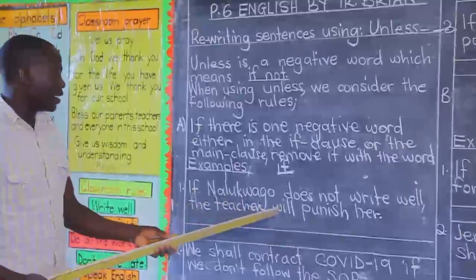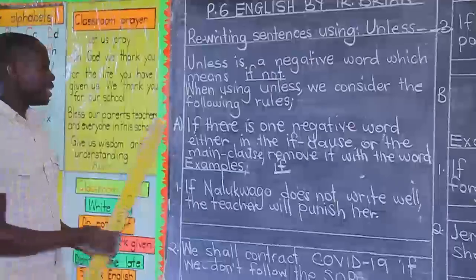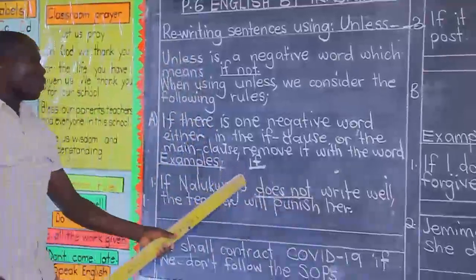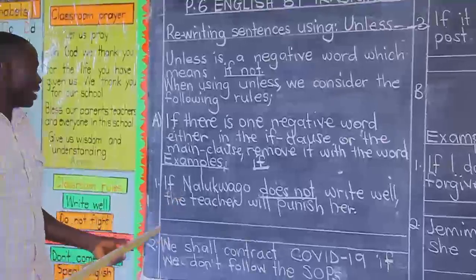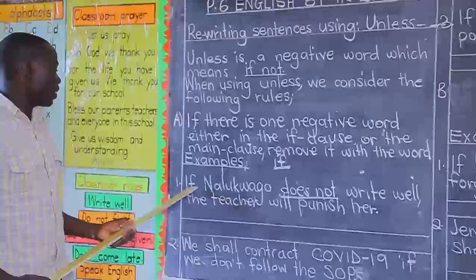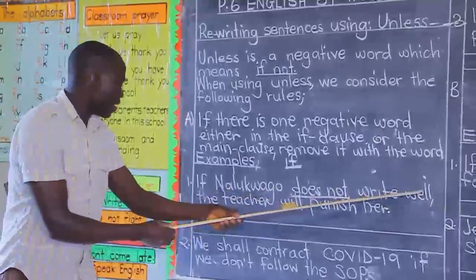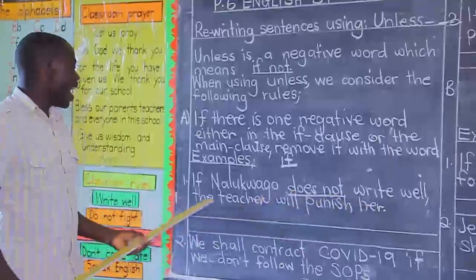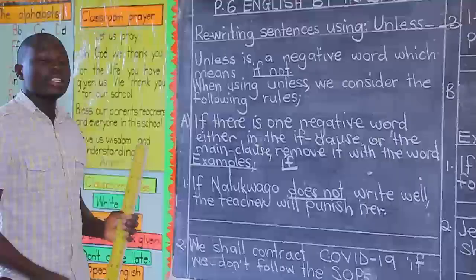Now, if Nalokwago does not write well, the teacher will punish her. What is the negative word here? The negative word is attached to this helping verb does. Let's look at what we do. When we are using unless, we remove the negative together with if. Now we shall replace this word if with unless. So we shall say here, unless Nalokwago writes well, the teacher will punish her. Can we go once again together? Unless Nalokwago writes well, the teacher will punish her.